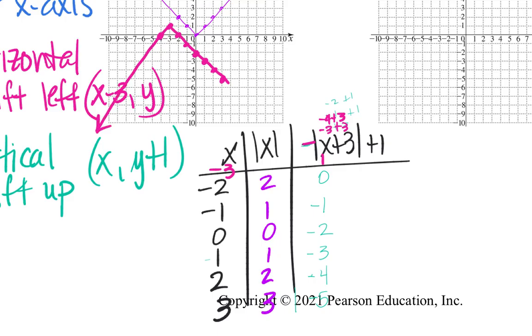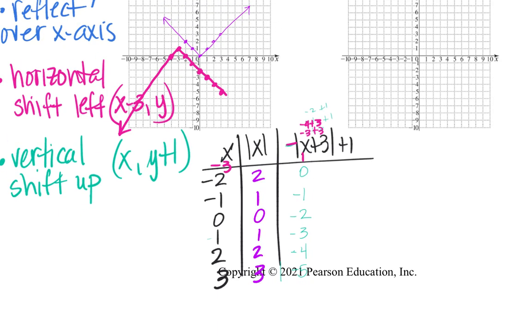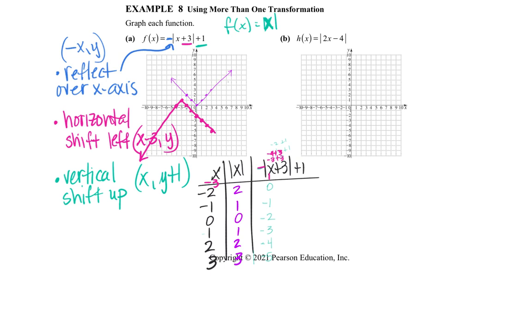So what you should see is we reflected this graph to where it's upside down. Then we shifted it left, and then we shifted it up 1. So we took this and we flipped it up, then we moved it up, and then we moved it left. So that would be exactly what did happen over here using the actual numbers.